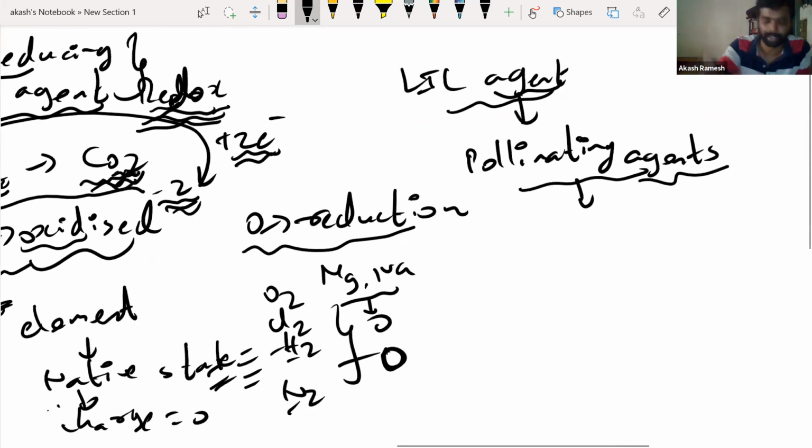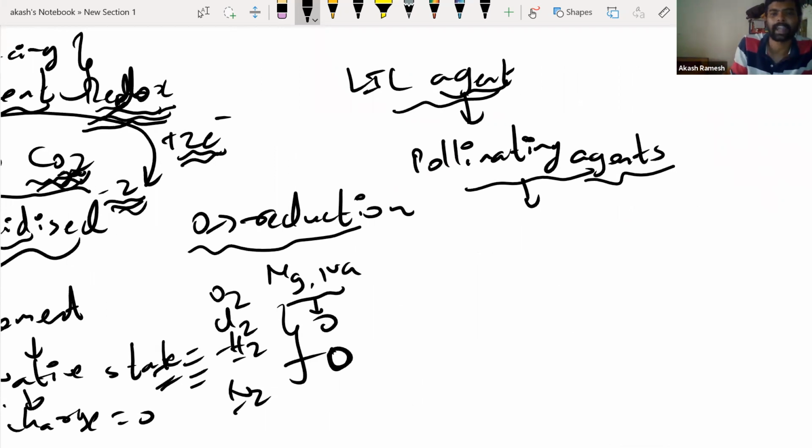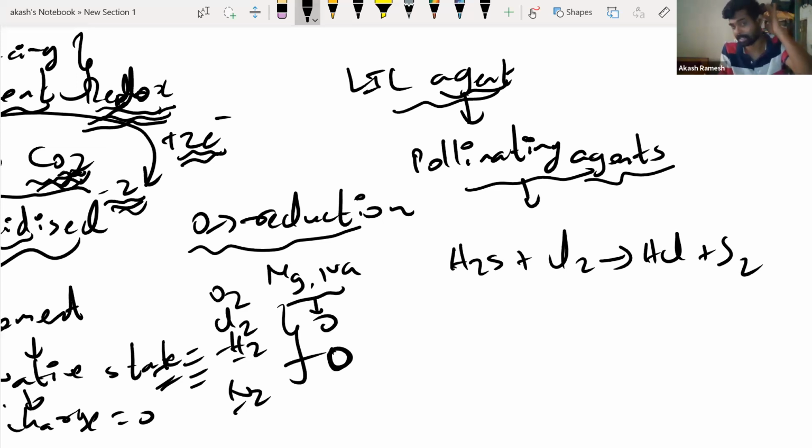It's very simple. Say I take any reaction for that matter. I'll take the same reaction, H2S plus Cl2 gives HCl plus H2. We already mentioned that oxidizing and reducing agents help you in oxidation and reduction. Now the next question is how? How are they going to help? An oxidizing agent helps in oxidation, a reducing agent helps in reduction, but how is the question.